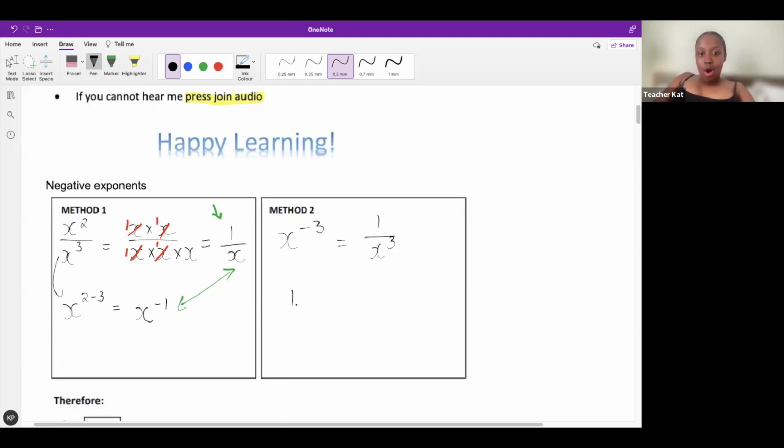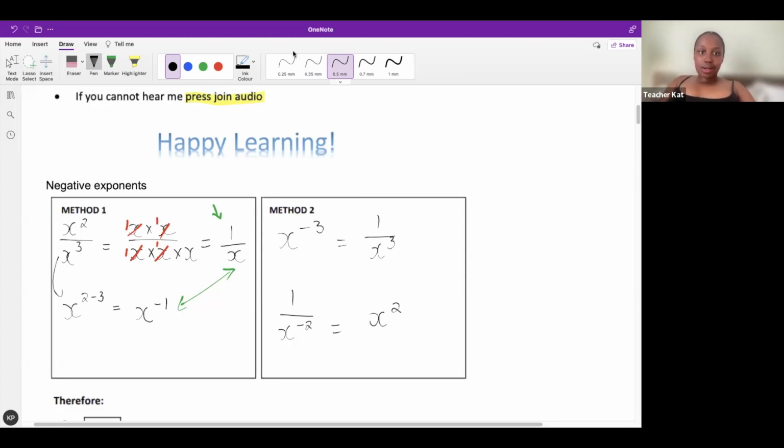But if it was 1 over, let's say, x to the power of negative 2, this then changes to what? Remember I said they change position. So if it was in the denominator, it goes to the numerator. If it was in the numerator, it goes to the denominator. So I did the first one for us. It was x to the power of negative 3. This became 1 over x to the power of 3. Now I'm asking you, 1 over x to the power of negative 2 will become what? If we change the position of this x, what will my answer be? Nice. It will just be x squared.